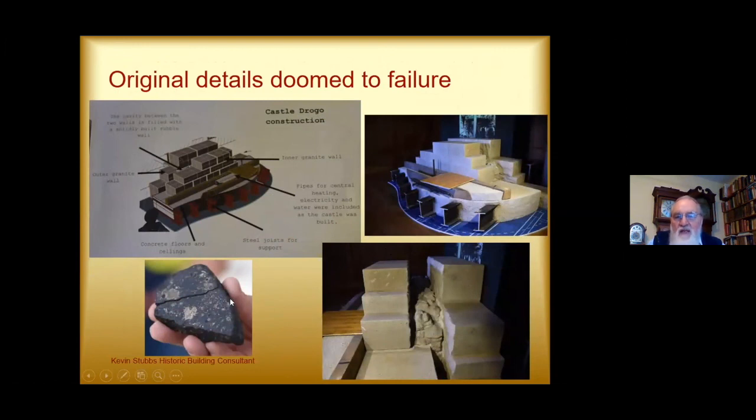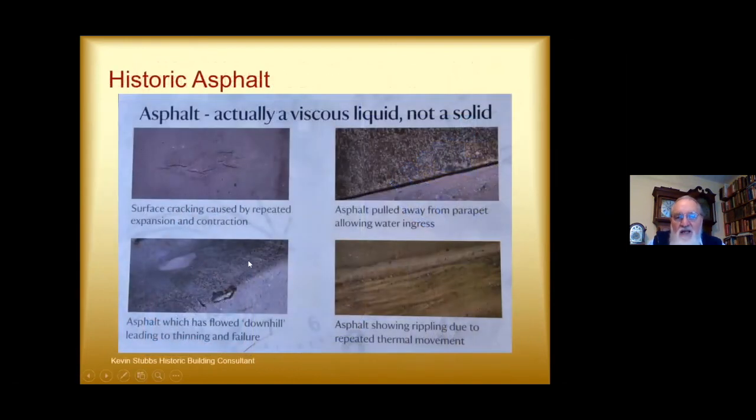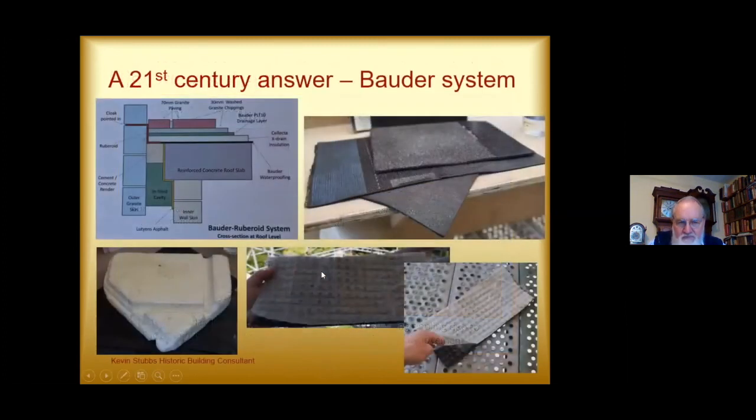And the problem's been the asphalt, which is basically a viscous liquid. It's not a solid, it moves about, it pulls away from parapets, and one gets water leaking in. So what's the answer? In the 21st century, the National Trust and Historic England between them have come up with the suggestion of using the Bowder system.